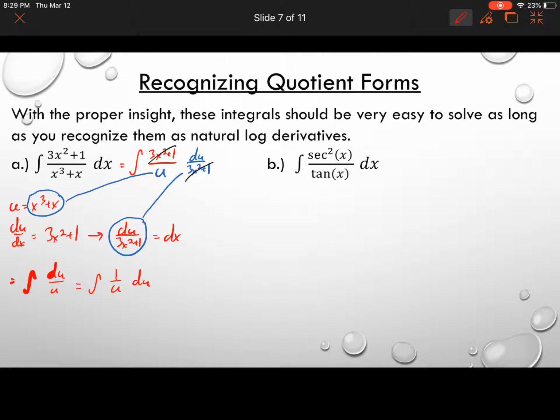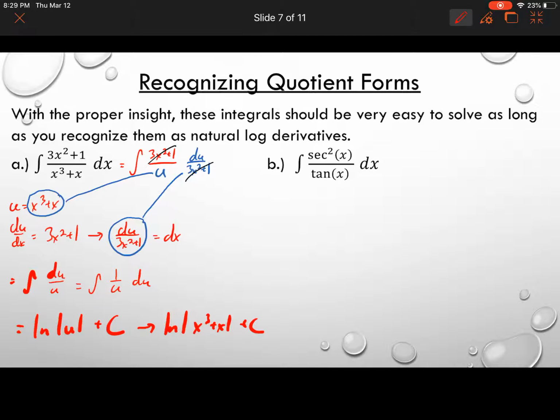And once again, the antiderivative of 1 over u is the natural log of u plus c, since we're not doing an interval this time. So we just plug u back in, so the natural log of the absolute value of x cubed plus x plus c, which was what we originally thought the answer was.